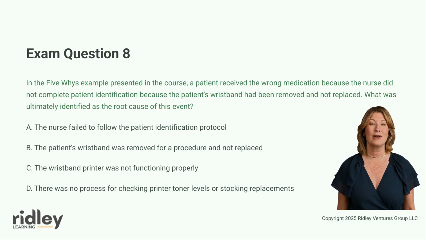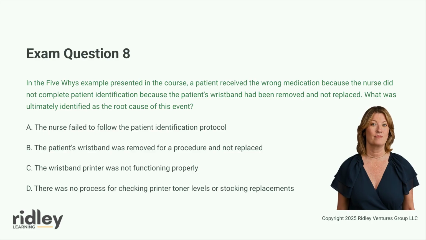Rationale. The 5 whys is a straightforward but powerful root cause analysis technique that involves repeatedly asking the question, why, to peel back successive layers of causation until the true underlying system-level root cause is revealed. In this course example, the chain of questioning proceeded as follows. The patient received the wrong medication. Why? Because the nurse did not complete the required patient identification check. Why? Because the patient's identification wristband had been removed for a procedure and was never replaced.